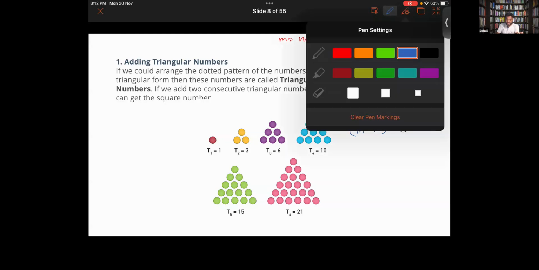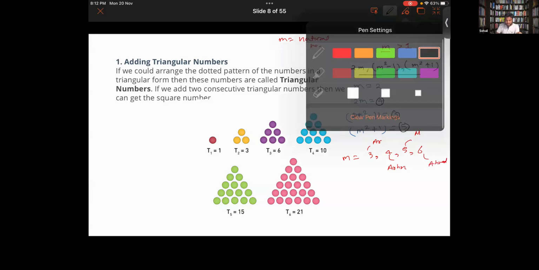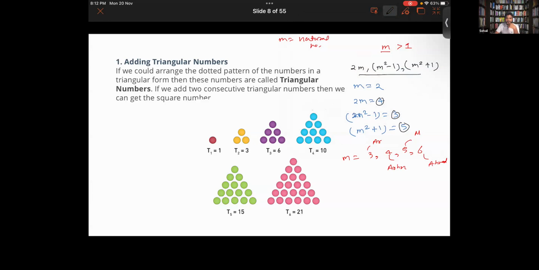Okay, just do a little bit of exercise here. So put m as 3, 4, 5 and 6, each one of you. First one Arhan, second one Arham, third one Moaz, fourth one Ahmed. Then quickly tell me what are the Pythagorean triplets you guys are getting.